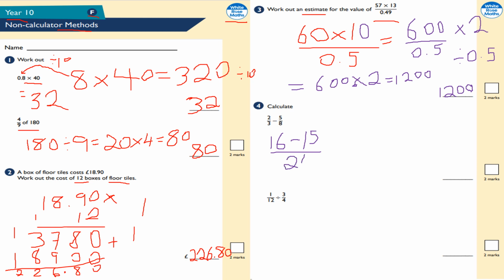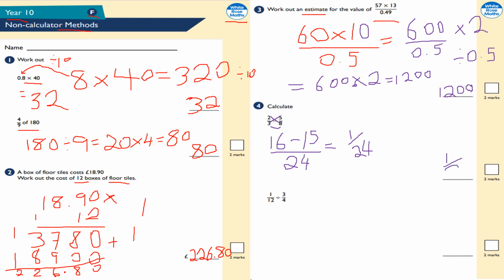Okay, so I've done what I call cross multiplication here to work out my answer. I've multiplied the leading diagonals together, and then I've multiplied the two denominator numbers together. So 2 times 8 is 16, 3 times 5 is 15. So you have 16 24ths minus 15 24ths, which gives you the answer of 1 24th, or 1 over 24.